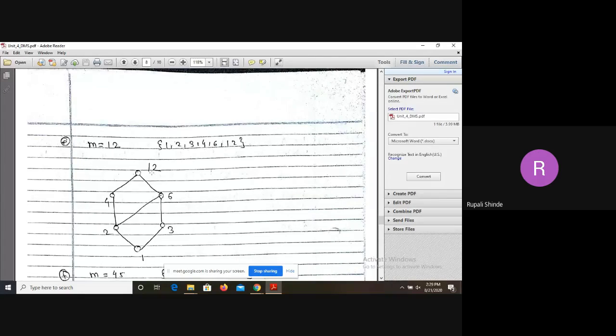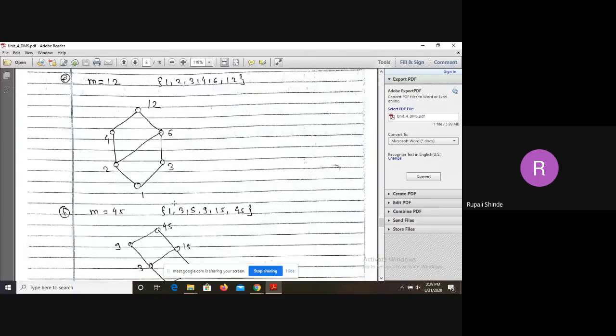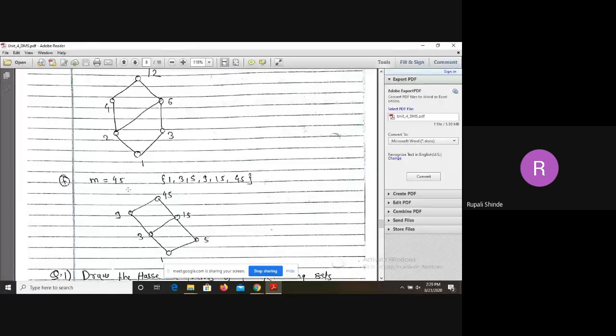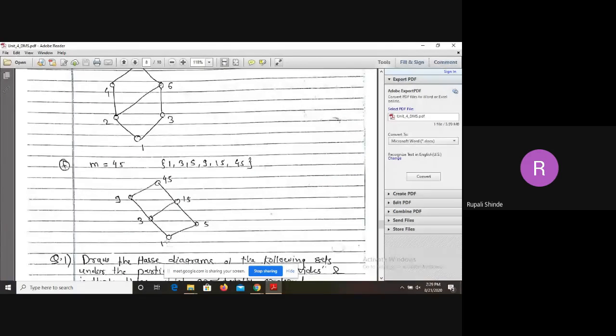Yes, that is correct. Whatever you have said, that is correct. It is 45. So first of all, we have to find what are the dividers of 45. Those are 1, 3, 5, 9, 15 and 45. So the first element is 1, and the next one is 3. 1 divides 3, so we have connected these by a direct line. Then the next one is 5. 1 divides 5, so again these two are connected by a line.